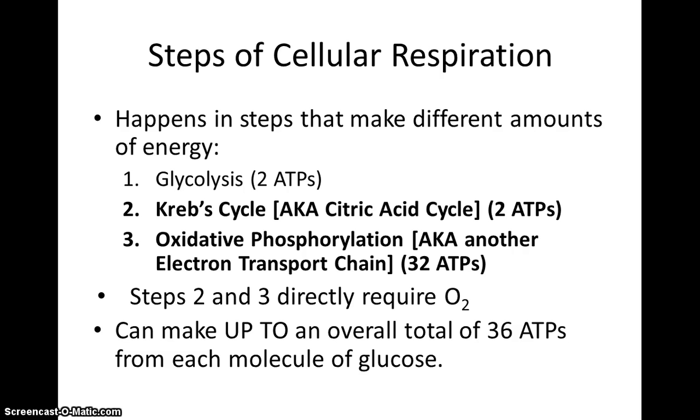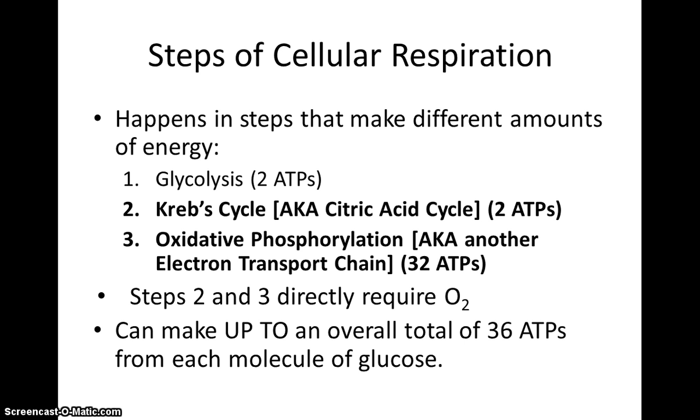The final step in cellular respiration, again, has 2 names, so they have to make it a little bit confusing here, is first it's called oxidative phosphorylation, or another name, electron transport chain. So we saw electron transport chains in photosynthesis. This one's going to be similar, and we'll see that as well. This one makes the most of the energy that you see in cellular respiration, which is 32 ATPs.